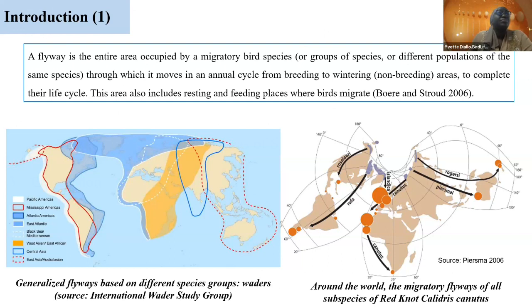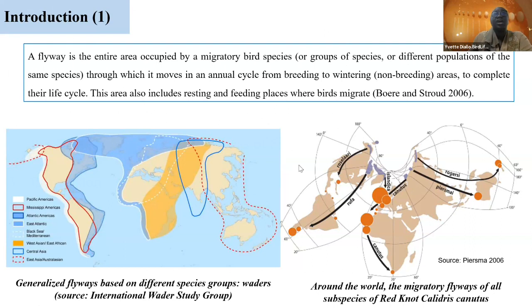In the first map, we have the general flyways based on different species groups. Waders, for example, in blue, we have the East Atlantic flyway. And on the next slide, on the right, we have an example of the subspecies of red knot Calidris canutus around the world, the migratory flyway of all subspecies.